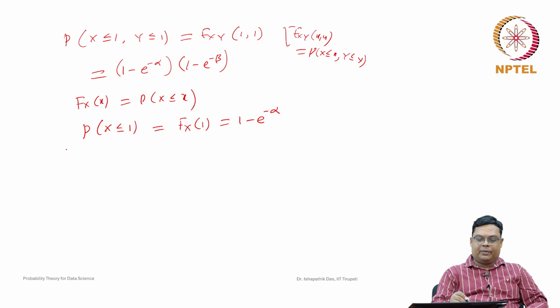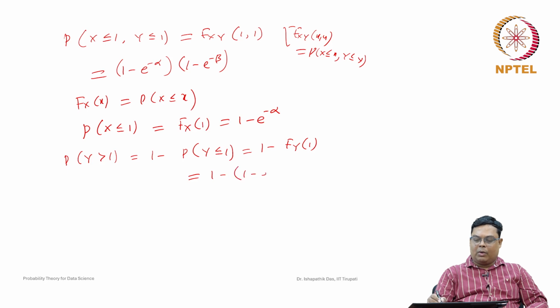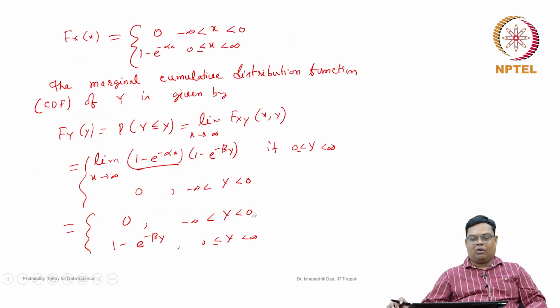Similarly, probability of Y greater than 1, if you take the complement, this is nothing but Y less than or equal to 1. So, Y less than or equal to 1, we know this is F_Y of 1. So, F_Y(1) is nothing but 1 minus e to the power of minus beta y, so this is 1 minus e to the power of minus beta. So, 1 and 1 cancel, e to the power of minus beta. So, that is also straightforward, you just have to take the complement.